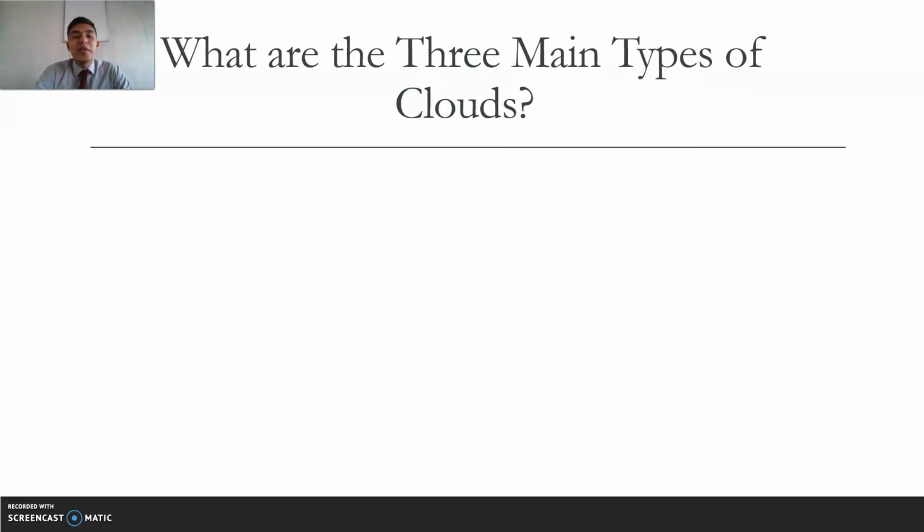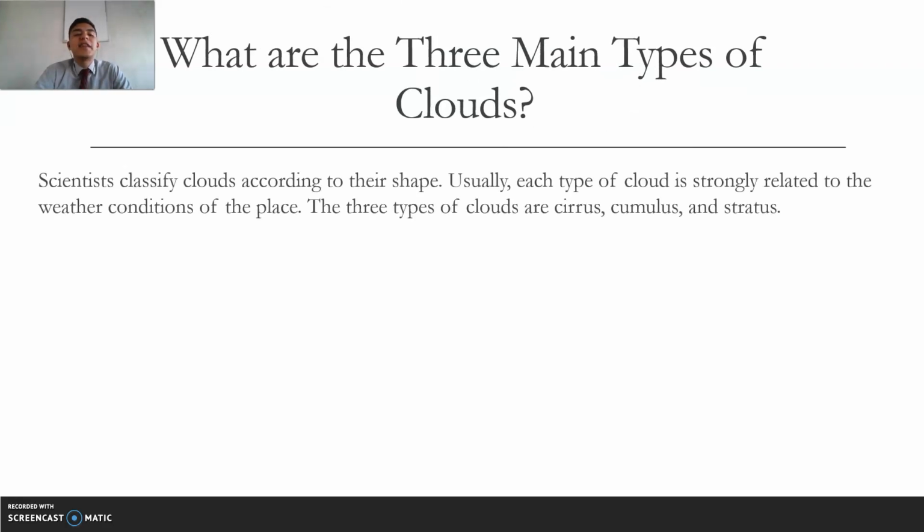And now we're going to go with what are the three main types of clouds. Scientists classify clouds according to their shape. Usually, each type of cloud is strongly related to the weather conditions of the place. The three types of clouds are cirrus, cumulus, and stratus. All right, this is very important. One more time: it is cirrus, cumulus, and stratus. Those are the three types of clouds, and of course, those are the three types of clouds that you need to represent in your cooking model.